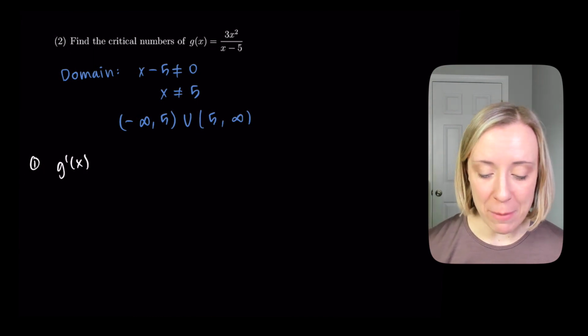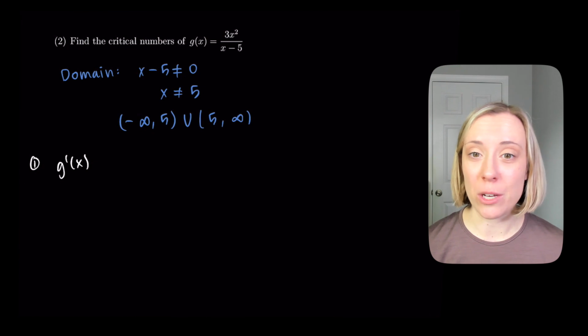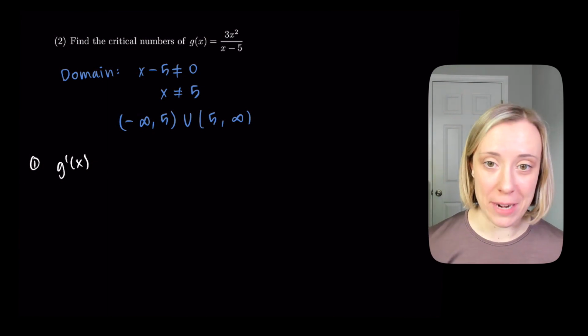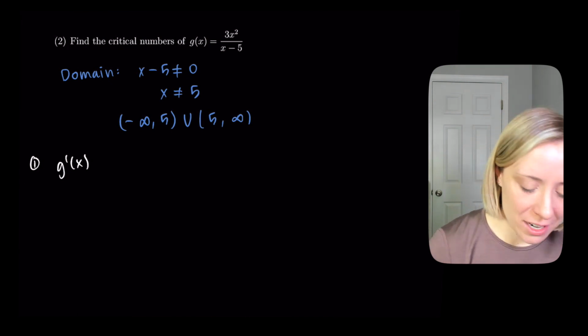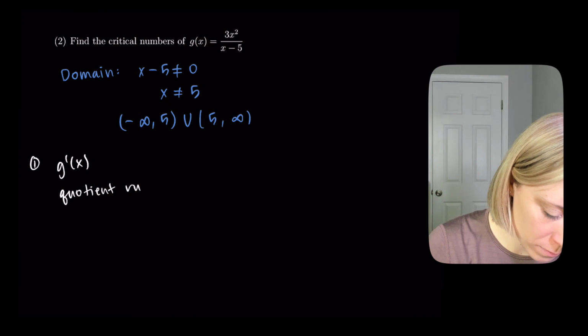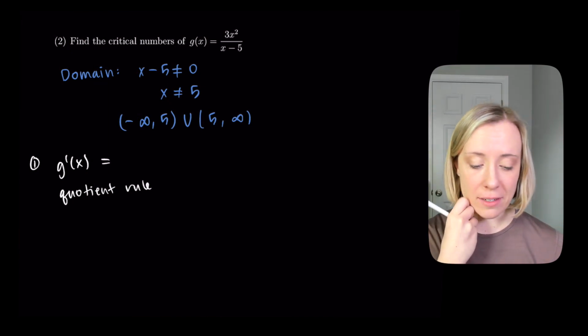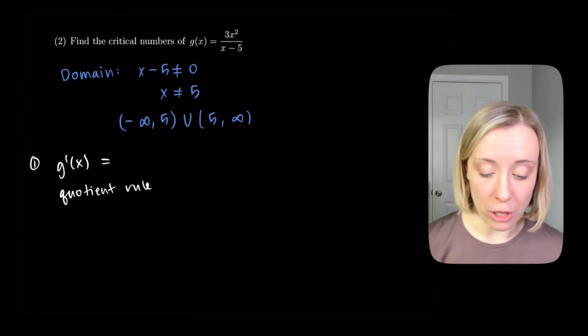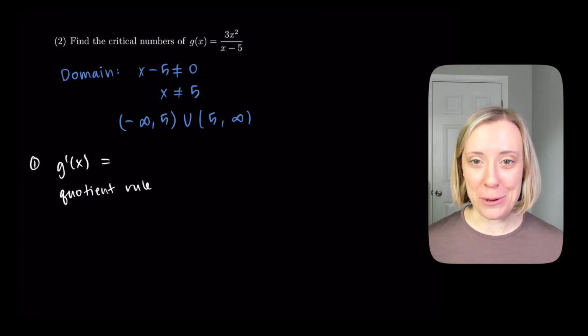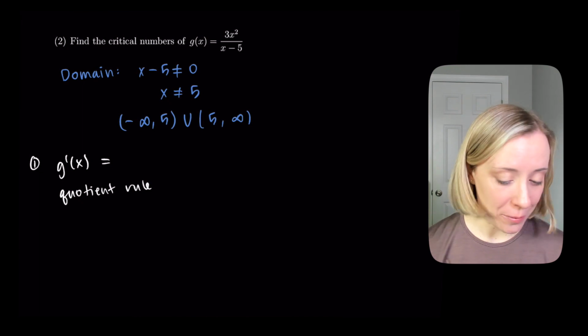So if we're doing g prime of x, I can already tell we're going to need the quotient rule. We have a function in the numerator and a function in the denominator. This is a rational function, so we're going to need the quotient rule. And let's go ahead and do that. I remember this as low d high minus high d low all over the low squared, but however you remember it is just fine. I'm going to write it out now though.